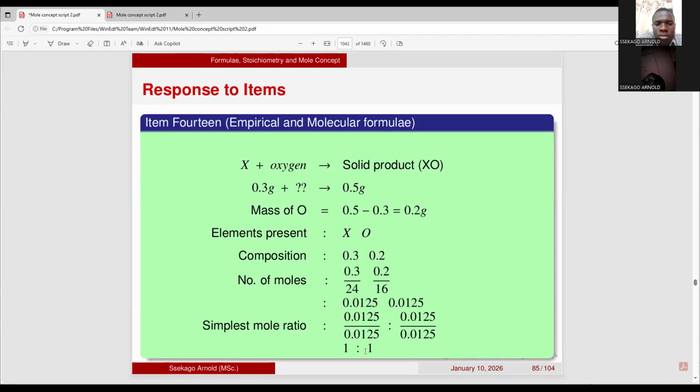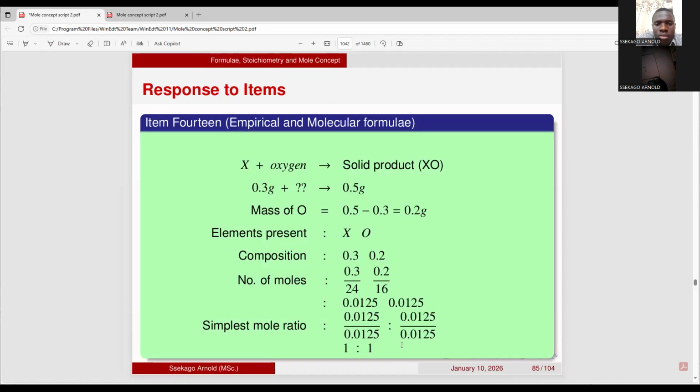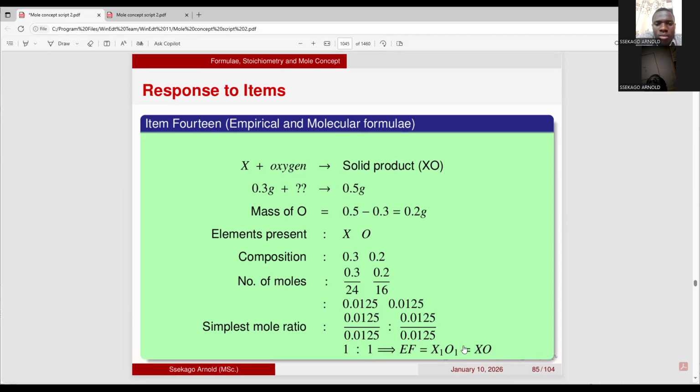Therefore, having obtained that ratio, what follows is to write down the empirical formula. Now we write down the empirical formula as follows. In this case, we shall say that the empirical formula is X, where we have X, we put a 1, and where we have O, we put a 1, because those are the ratios that we have obtained. And one does not change anything. So this is the same as saying the empirical formula is XO. And this marks the end of item 14.